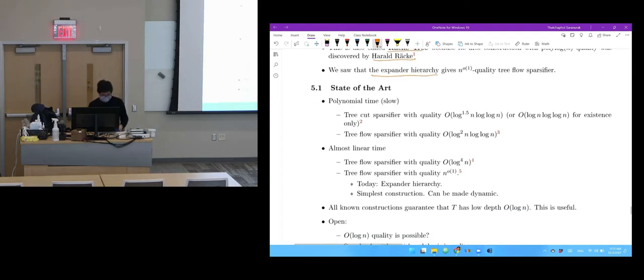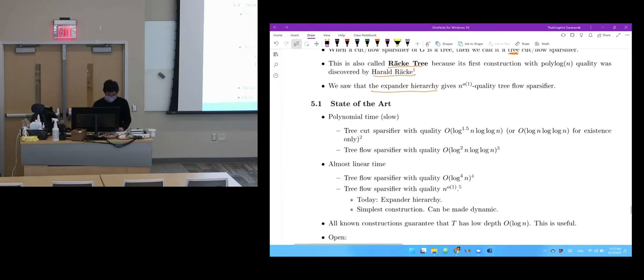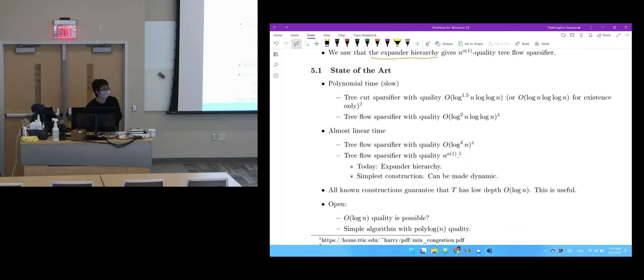I want to tell you a bit about the state of the art of tree-flow sparsifiers, because this is such a strong concept, right? Given any graph, you can represent it as a tree. Who would have thought that is possible? A tree is so simple, a graph is arbitrary, but you can represent a graph by one tree.